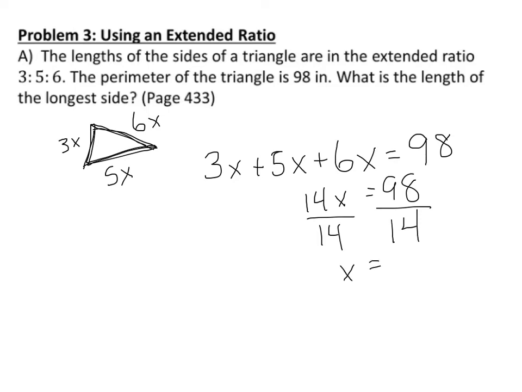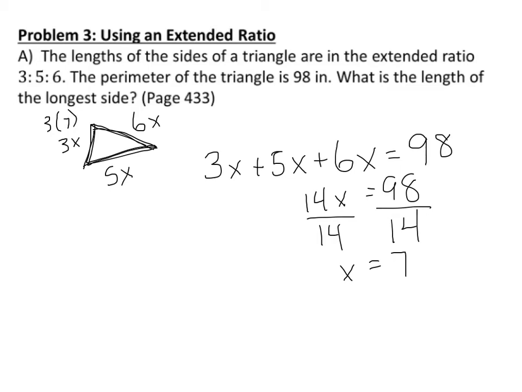So 98 divided by 14 is 7. Okay, so now that we know x, we can figure out what the three side lengths are. So we're going to plug in 7 for each side length.